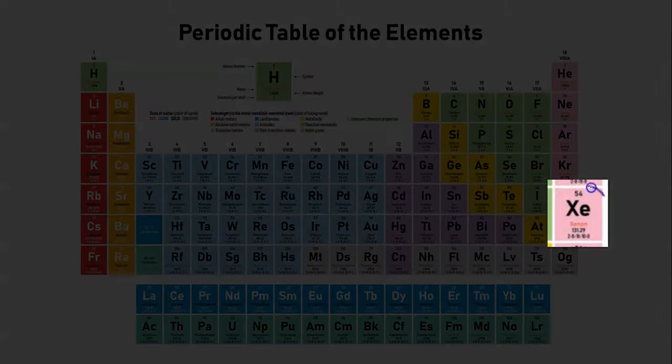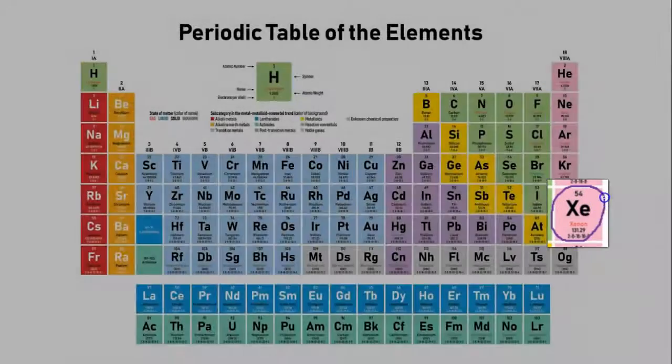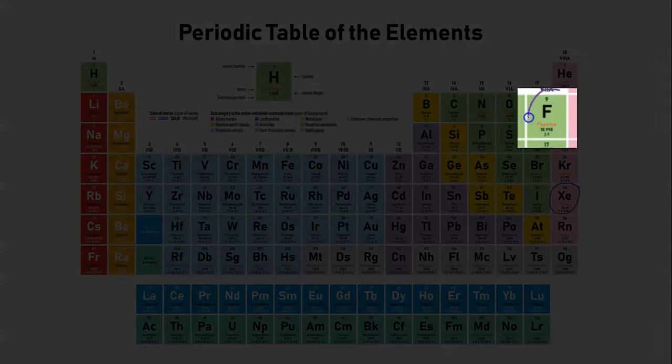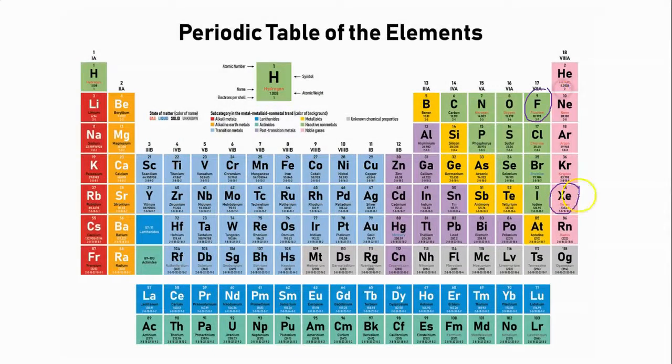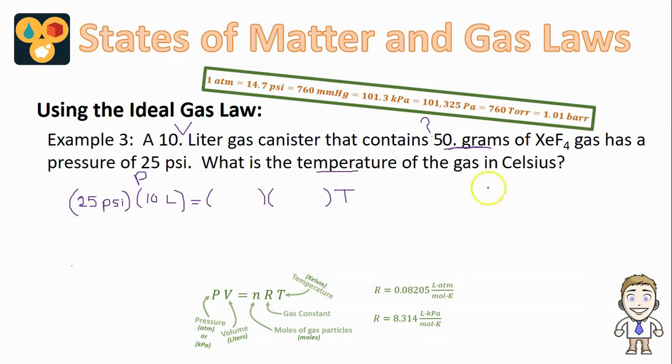So this question is talking about XeF4, so there's Xe and there's F. And looking up the molar masses of these two elements, xenon and fluorine, and adding up the molar mass of the gas, in this case XeF4, we can use that molar mass to convert those grams into moles. Here's how it works. I'll start with the 50 grams of XeF4 gas, and I want to cancel off and change those grams into moles.